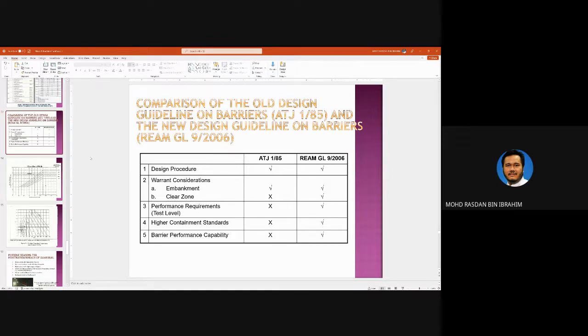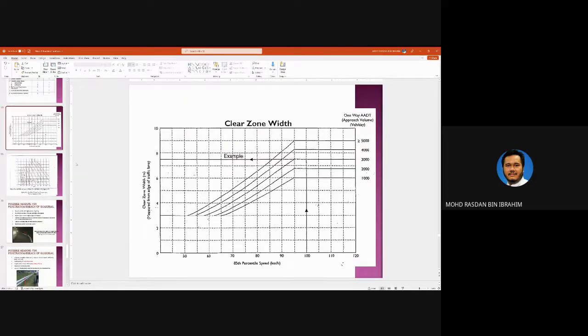So you can see here, RIM also covers lots of other things: test level, containment standards, and performance capability. So this is an example of how you use clear zone width. This is the width beyond the edge of your pavement that you need to make sure that it is clear.